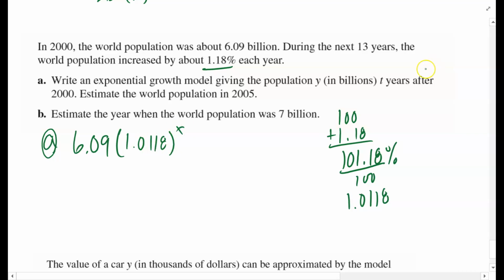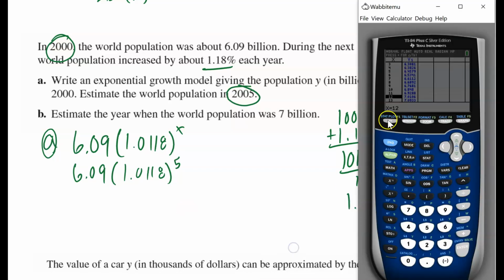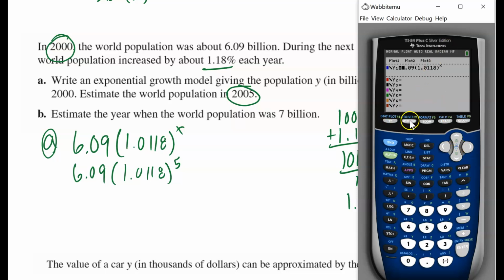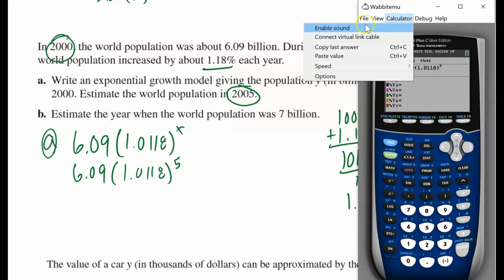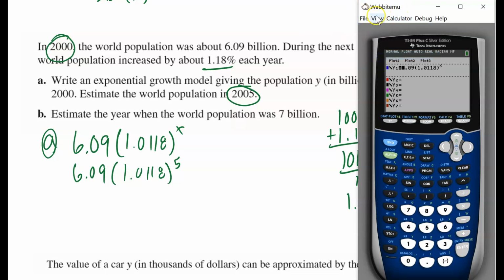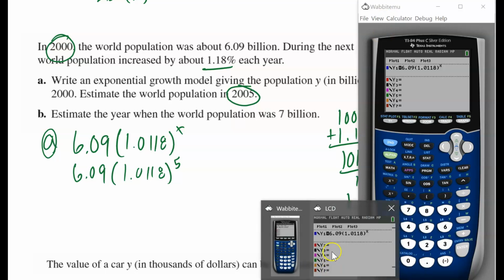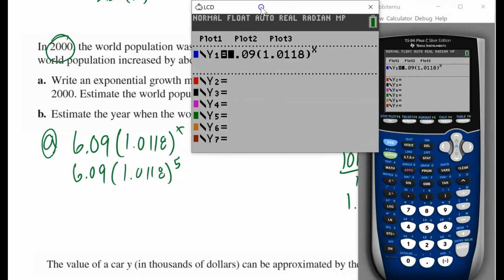And it wants us to estimate the population in 2005. Just remember, they told us we're starting in 2000. So in 2005 would require us to plug a 5 in for x. Now I would suggest using your calculator when you're doing this. One way to do this would be to go to your table, and I actually already have this equation in the calculator. Let's make this a little bigger.